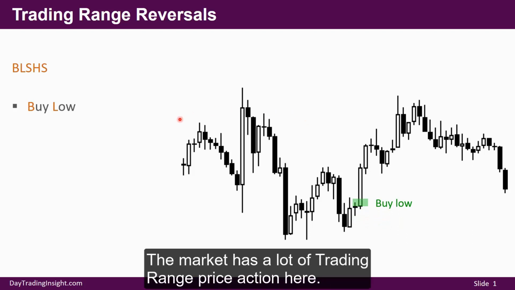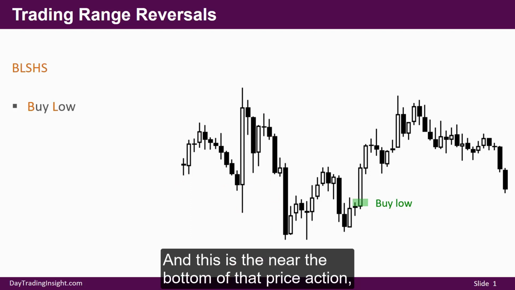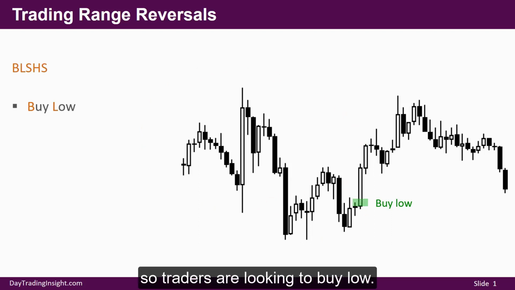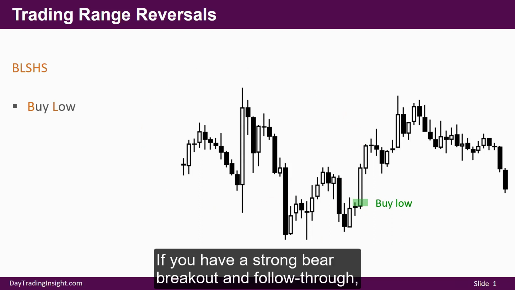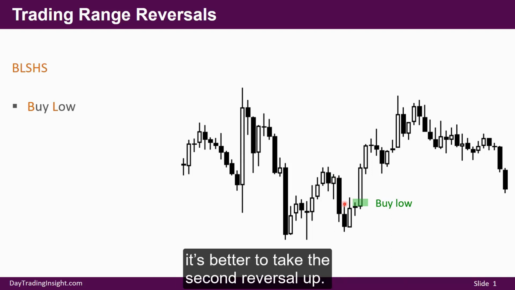The market has a lot of trading range price action here, and went up and went down and went up and down and up and down. Trading range price action. And this is near the bottom of that price action, so traders are looking to buy low. If you have a strong bear breakout and follow through, rather than buying the first reversal up, it's better to take the second reversal up.